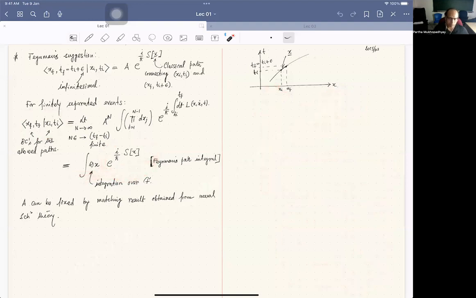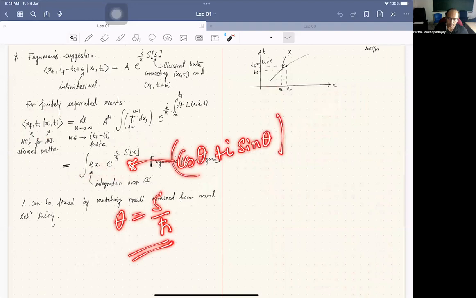Okay, now let me call this exponent theta, which is S over h bar. And then therefore this would be cosine theta plus i sine theta. That is the integrand. Okay, this is what the calculation is, because theta is a functional of paths. When you change the paths, theta changes, and you are calculating the integration of this quantity.